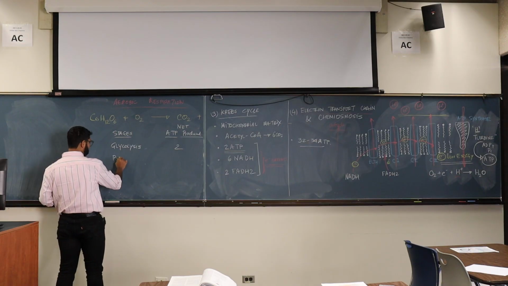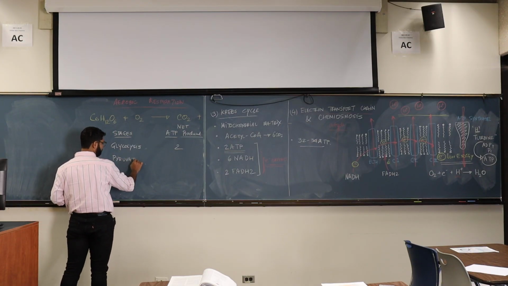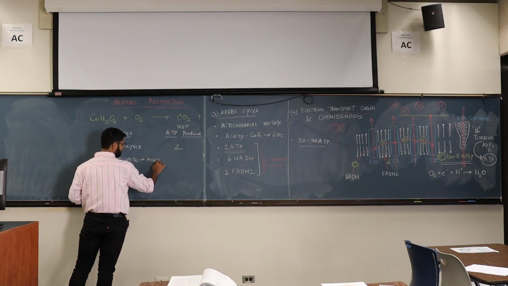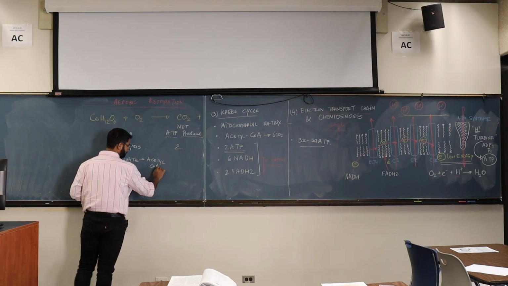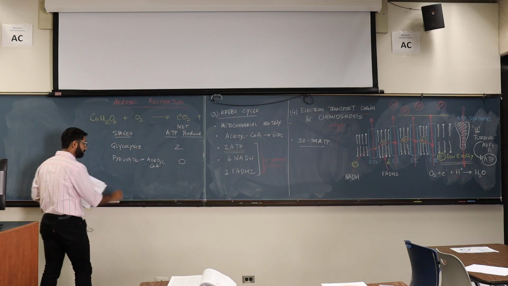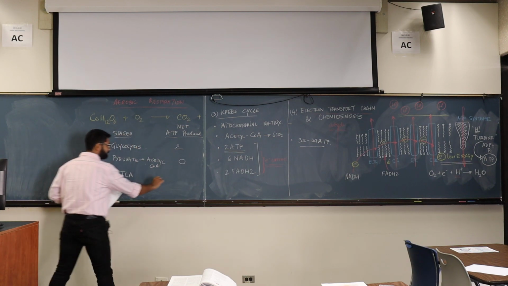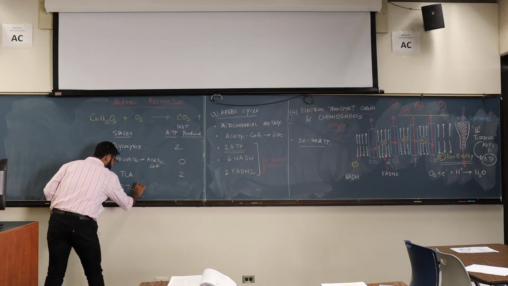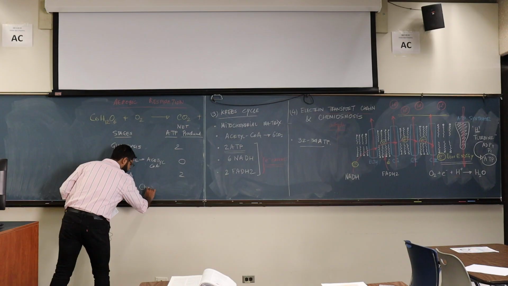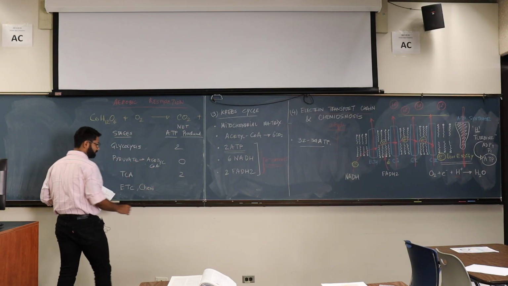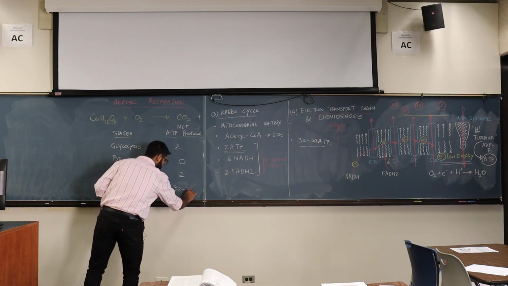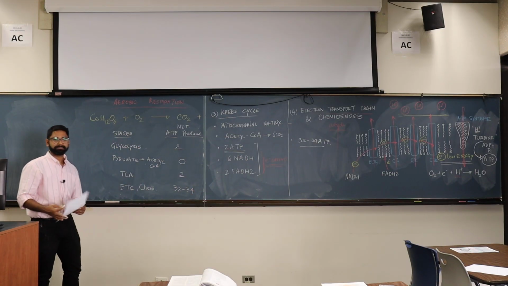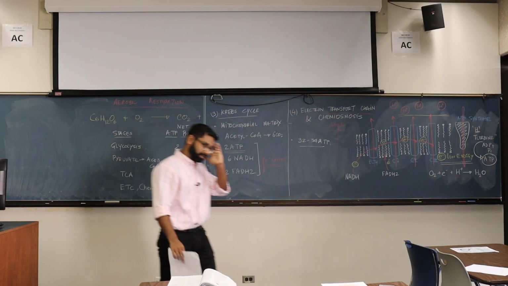The pyruvate to the acetyl CoA produces 0. The Krebs or the TCA cycle produces 2, and the final electron transport chain and the chemiosmosis, so this process that we just discussed, produces 32 to 34 ATPs. So this is aerobic respiration.